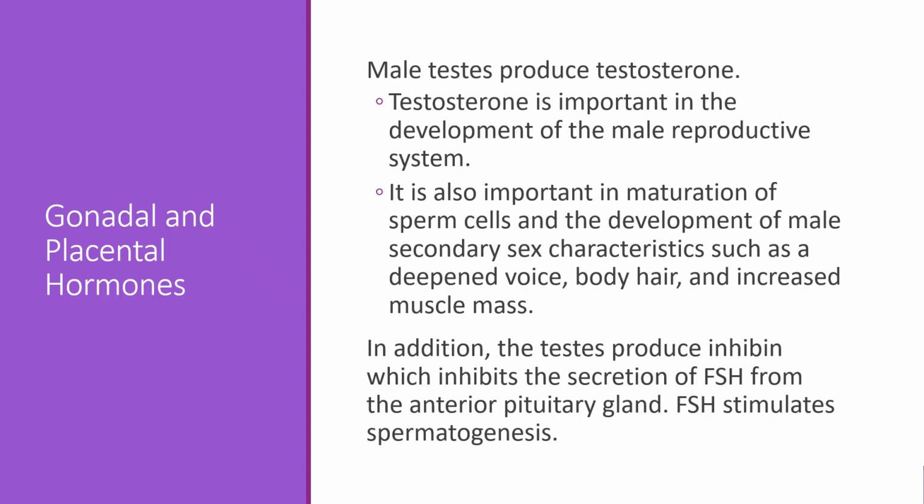The male testes produce testosterone. Testosterone is important in the development of the male reproductive system. It's also important in the maturation of sperm cells and the development of male secondary sex characteristics, like the musculature and the development of a beard and the coarser hair and all of those kinds of things that we think of when we think of males. In addition, the testes produce inhibin, which inhibits the secretion of follicle-stimulating hormone from the anterior pituitary gland. Follicle-stimulating hormone is what stimulates spermatogenesis that we'll be talking about later in the semester.